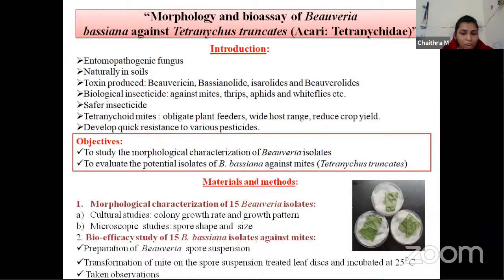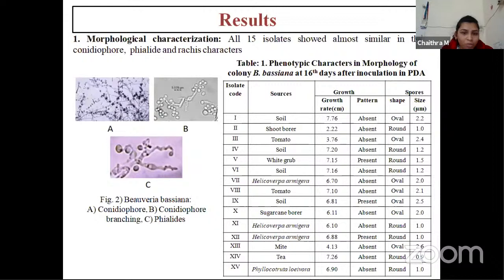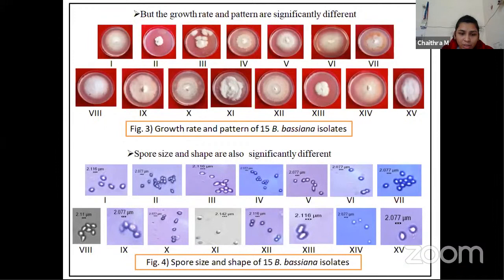This is the figure which represents how we placed the transferred mite on the spore suspension treated leaf disc. And coming to the results, in the morphological characterization, all 15 isolates were similar in conidiophore, phialides and rachis characteristics, but showed significant differences in growth patterns and spore shape and size. It was observed in table 1. This is the figure which represents the different growth rate and pattern of the 15 Beauveria bassiana isolates in figure 3. In figure 4, we observe the spore size and shape of the 15 Beauveria bassiana isolates.